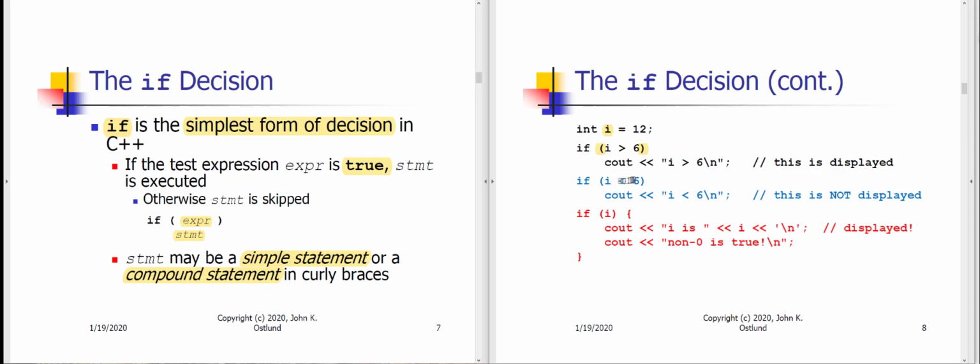If I is less than 6, well, that's false, so I'm going to skip over this blue cout statement, and nothing is displayed for this blue test, this blue if decision.